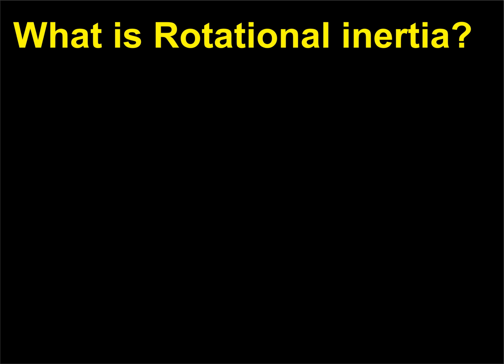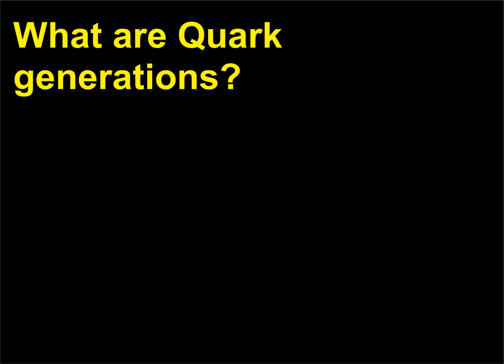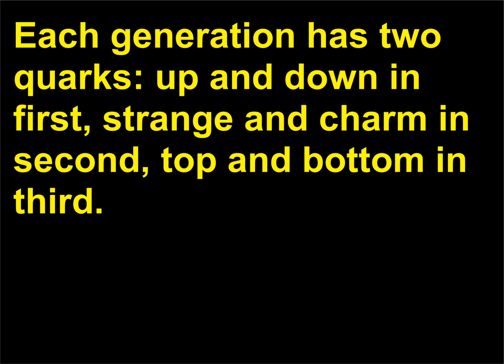What is rotational inertia? See moment of inertia. What are quark generations? Each generation has two quarks, up and down in first, strange and charm in second, top and bottom in third.